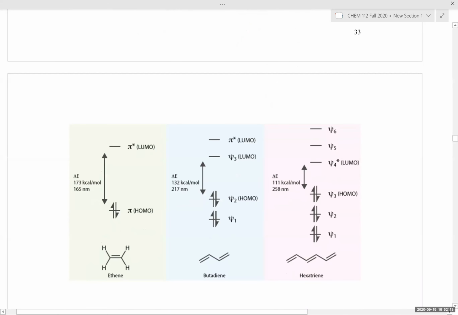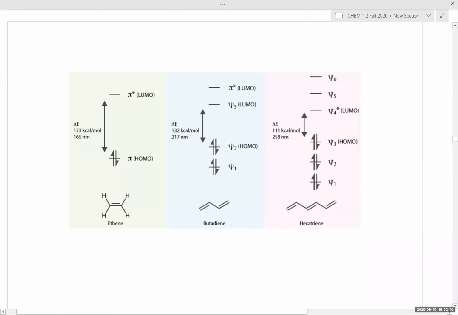So we have two arguments put forward. Another argument that you'll often see is the more p orbitals that we overlap to generate our conjugated system, in turn, the lower in energy our overall molecule becomes, because we're more readily able to delocalize our electron density across multiple atoms. We'll talk about conjugated systems a lot more later on in this class, and we'll talk about how to analyze conjugated systems and think about patterns of reactivity for conjugated systems.